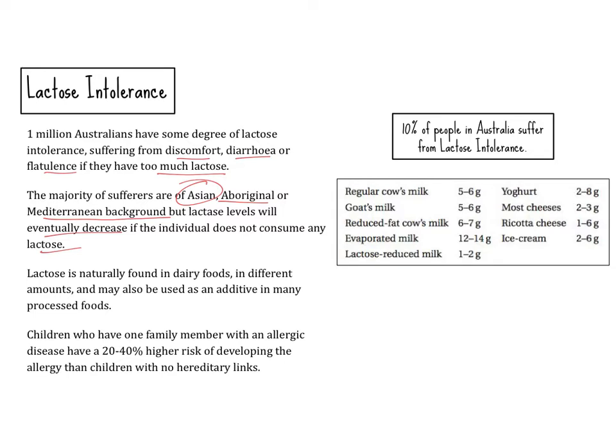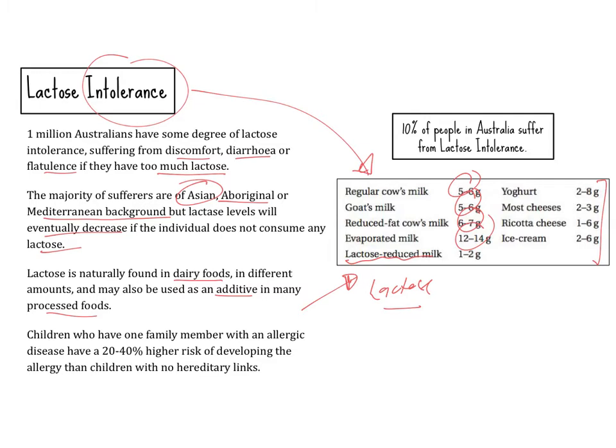Now, lactose is found naturally in a range of dairy foods in different amounts, but it's also used as an additive in processed foods. So it's really important that someone who has a lactose intolerance manages their ingestion of lactose by having a look at the amount of lactose in different food products. So it's seen here that regular cow's milk, goat's milk, and reduced fat cow's milk, as well as evaporated milk, are really strong sources of lactose. So they should be avoided or ingested in really controlled quantities. There are varieties of foods like lactose-reduced milk that have less lactose, and some types of cheese also have less lactose. So having regular cheese as opposed to ricotta cheese will help a person manage their symptoms.